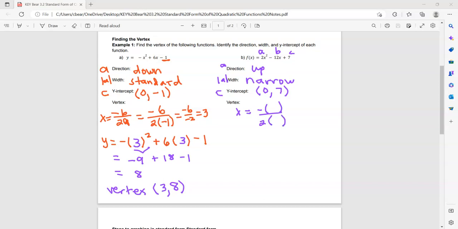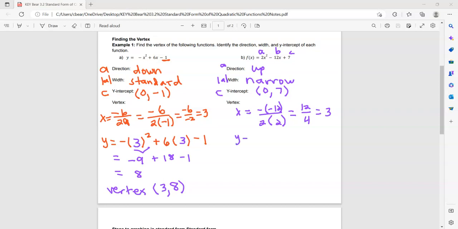My B is already negative, so we're going to have a double negative. My A is positive, but that doesn't really matter. So we get 12 divided by 4, which is 3. So coincidentally, we have an x-coordinate of 3 again.